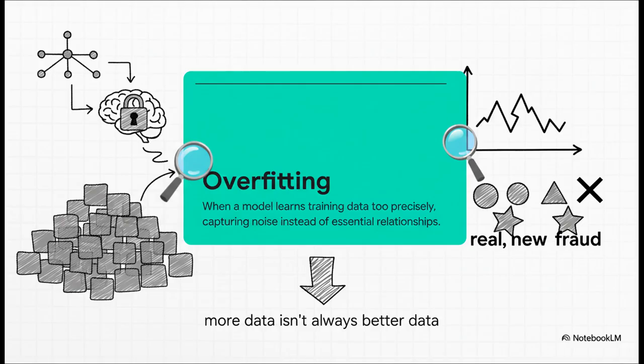The model doesn't really learn the pattern of fraud, it just memorizes the training data you gave it, including all those blurry photocopies. So it gets an A+ on the practice test, but then it completely fails when it faces a real, brand new scam out in the wild. The big takeaway here? More data is not always better data.